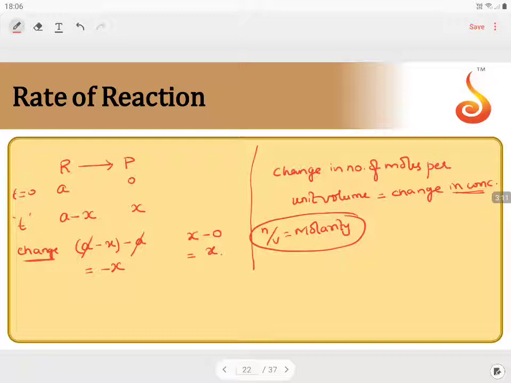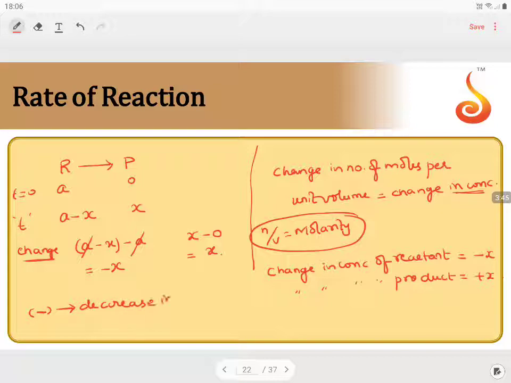So if I represent the change for the reactants, what is the change? Change in concentration of reactant is equal to minus x. In the same way, change in concentration of product is going to be plus x. Now, what will this minus and plus indicate? The negative sign indicates a decrease in concentration, and the plus sign indicates an increase in concentration.